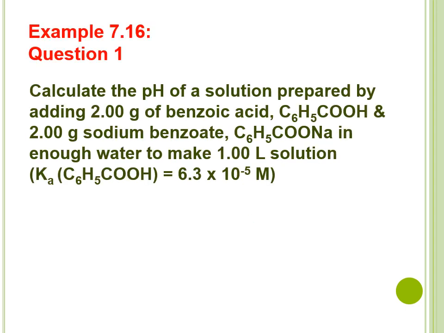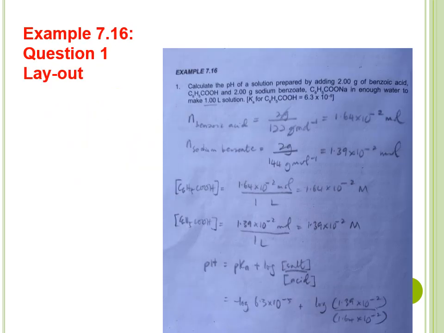Let's do example 7.16, question number 1. Calculate the pH of a solution prepared by adding 2 grams of benzoic acid and 2 grams of sodium benzoate in enough water to make 1 liter solution, given the Ka for benzoic acid. I'm giving you the layout first so that you can predict your handwriting so that it fits that page. There are so many things to write. I'm going to explain one by one.